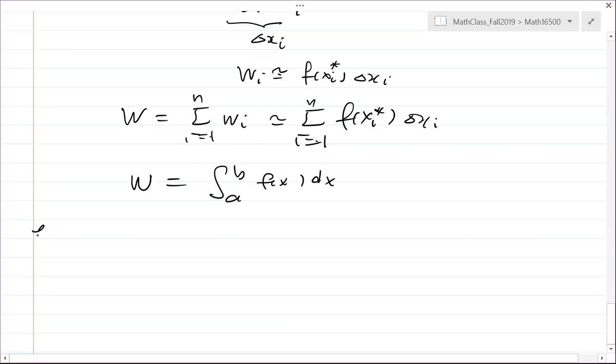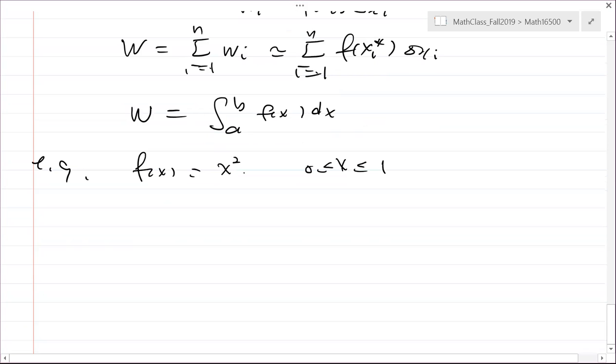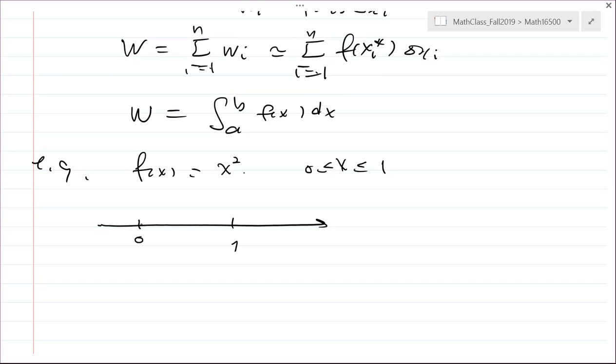For example, the force at the particular point, we can assume that it's going to be x squared. So that means x is between 0 and 1. When you push the box from 0 to 1, you have to increase the force quickly. It's not proportional to the distance. It's increasing pretty fast, because x squared, the number is getting big quickly.